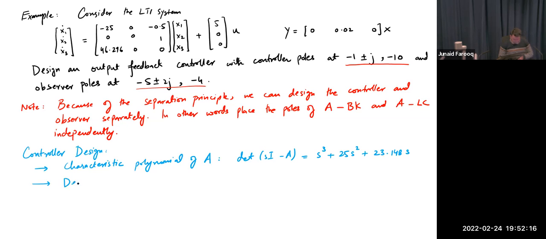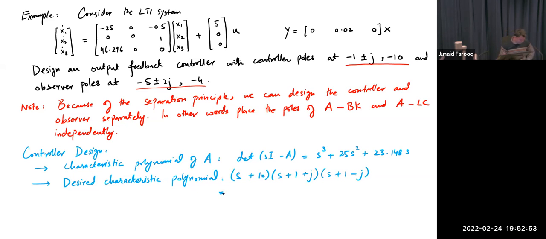And then the desired characteristic polynomial is going to be the combination of the three poles. So you will have S plus 10, and then S plus 1 plus j, S plus 1 minus j. And if you simplify this, it will turn out to be S cubed plus 12S squared plus 22S plus 20.